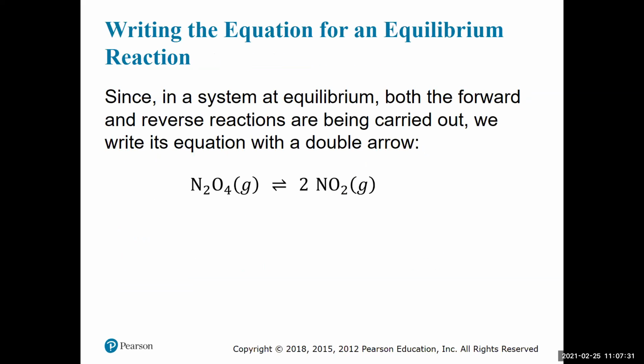Okay, the way we designate this in chemistry is if we take a look at this reaction, this N2O4 going to NO2, we see in between those two compounds, we have an arrow going to the right and an arrow going to the left. So if you see an equation written with that double arrow like that, that means it's an equilibrium reaction. If it just went one way, then that would tell us it's not an equilibrium reaction.